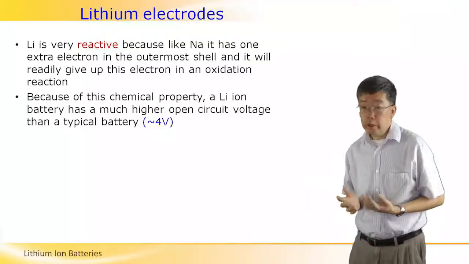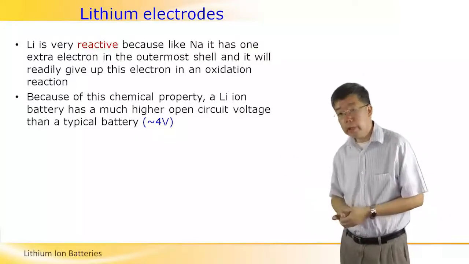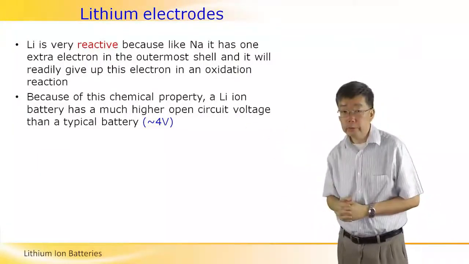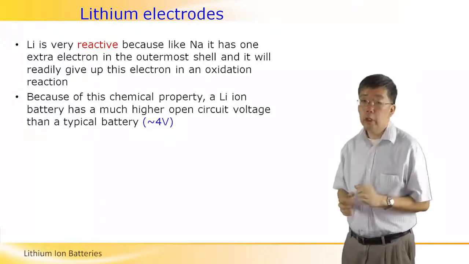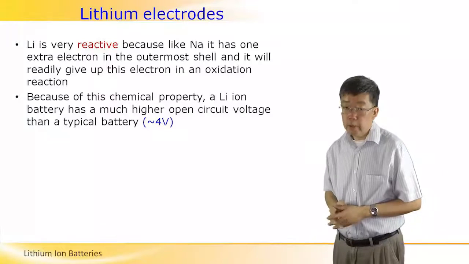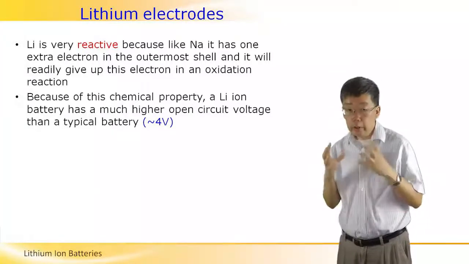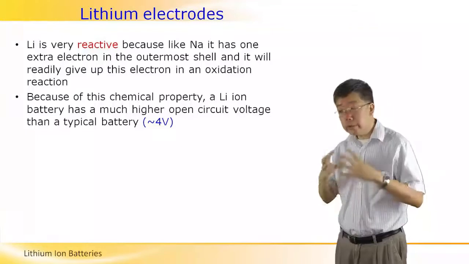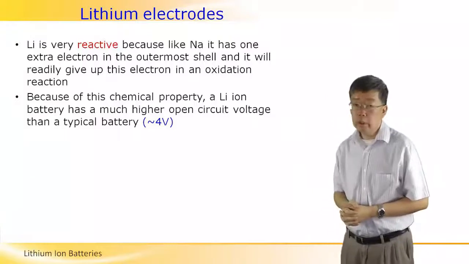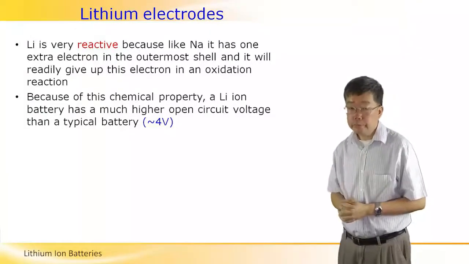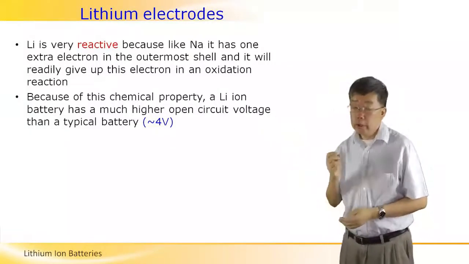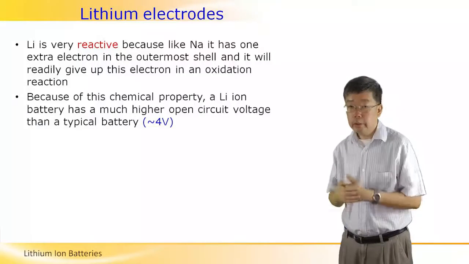The reason is because, like sodium, which is a related alkali metal, it has 1 valence electron. So this is an electron in the outermost shell of the lithium atom. And in that configuration, the lithium atom is very unstable. So it would always like to give up this electron in an oxidation reaction. And the amount of energy involved is quite significant.